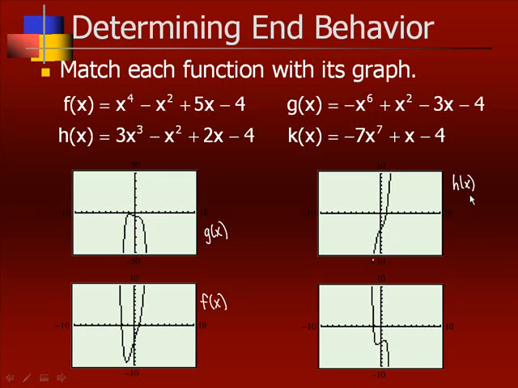And then k of x is negative 7x to the seventh. That's also an odd graph, so one goes up, one goes down. But because the coefficient is negative, that means it starts high and ends low. So this would be our k of x graph.